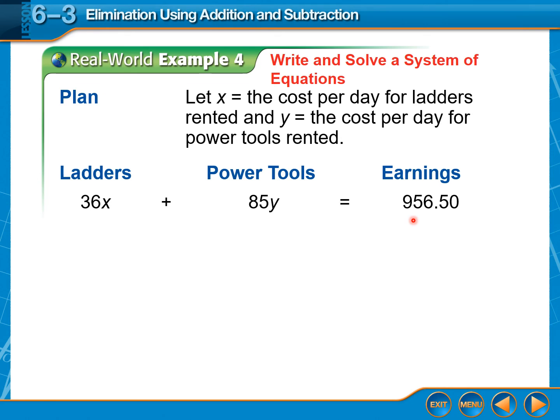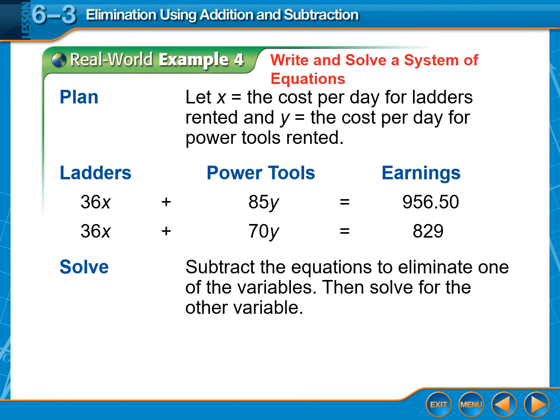The next week, they rented the same number of days of ladders, 36, but 70 days of power tools. So 36x plus 70y is equal to $829. If you look at these two equations, you notice that since they rented the same number of ladders each week, they have the same coefficient, 36. So when I set up this system of equations, I'm going to use subtraction in order to cancel out the ladders, or the x variable, in each equation.